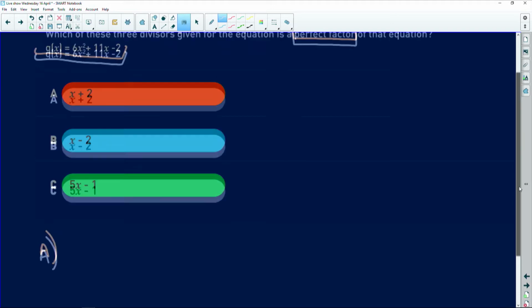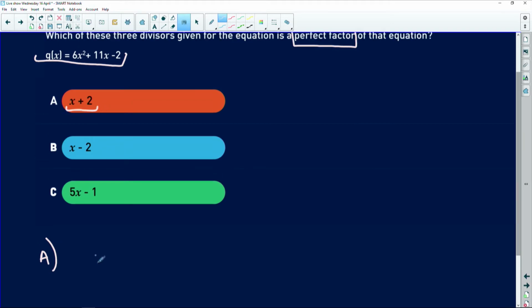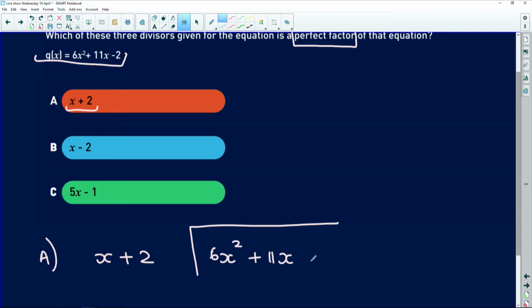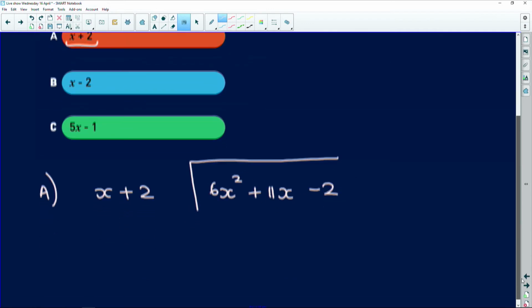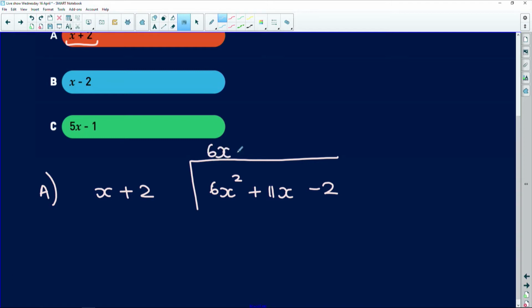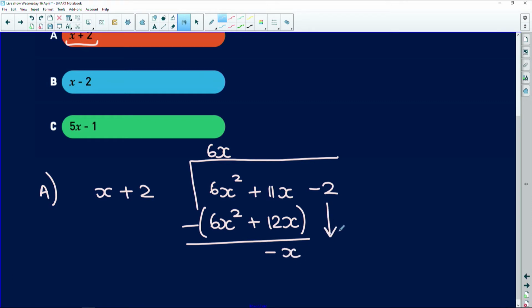To set up long division, we're going to use this divisor, which is x plus 2, and we're going to set up our polynomial in here. So we have 6x squared plus 11x minus 2. Okay, so long division, daddy, mommy, sister, brother: divide first. We say 6x squared divided by x is 6x. Then we multiply, so we get 6x squared, and 6x multiplied by 2 is 12x. Now we subtract these two. That gives us 0, then 11x minus 12x is negative x, and then we bring down.